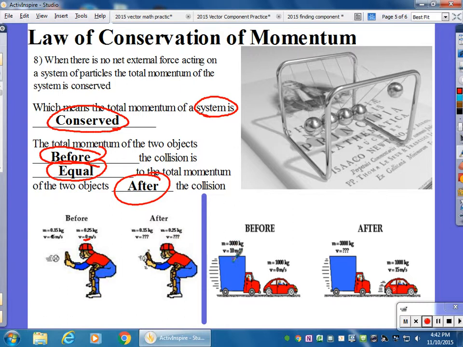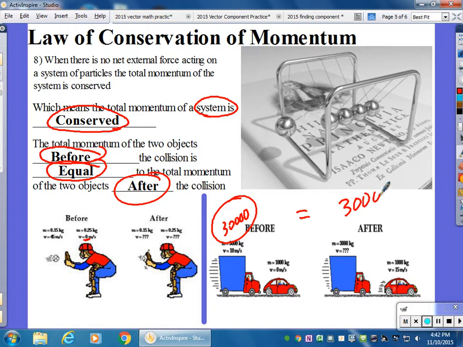So here we would take 3,000 times 10. That would give me 30,000 here. And on this side, it's 3,000 times 0, so that's 0. So the total momentum before the collision is 30,000. It has to equal the total momentum after the collision. So this momentum total would have to be 30,000 too.